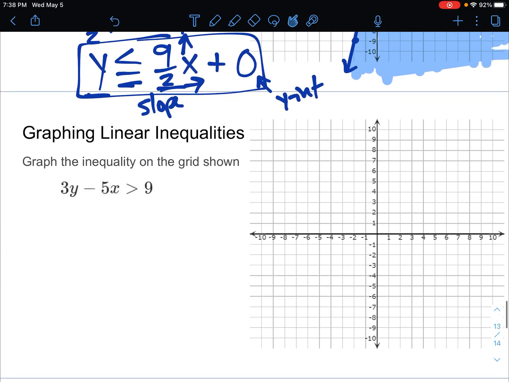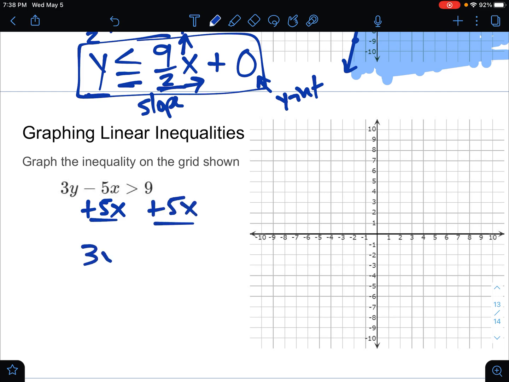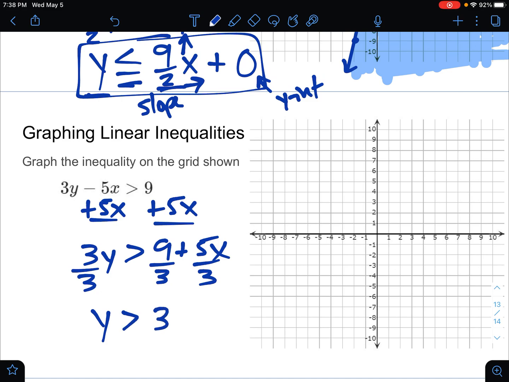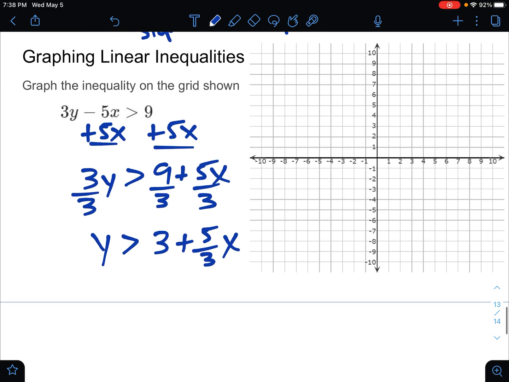For the last one here, same idea, we've got to get y by itself first. So I'm going to add the 5x over to the other side. So 3y is greater than 9 plus 5x. To get y by itself, we're going to divide every single piece by 3. So y is greater than 3 plus 5/3 x. Leave your slope as a fraction, it's actually easier to graph as a fraction. So our y-intercept is 3, and our slope is 5/3.